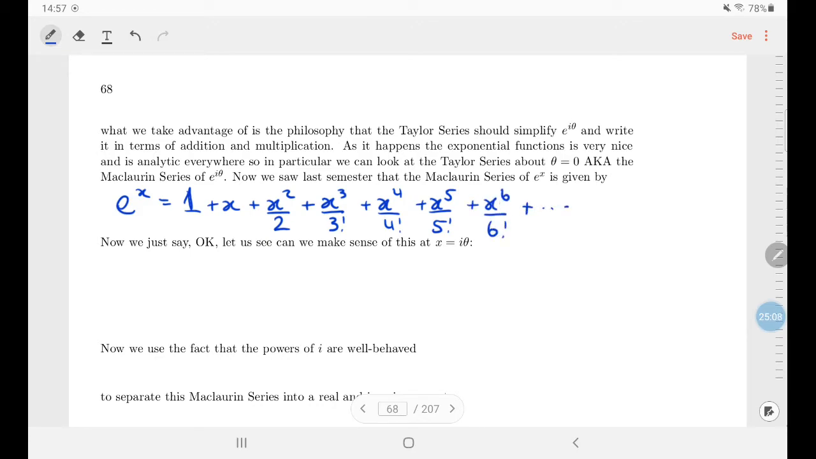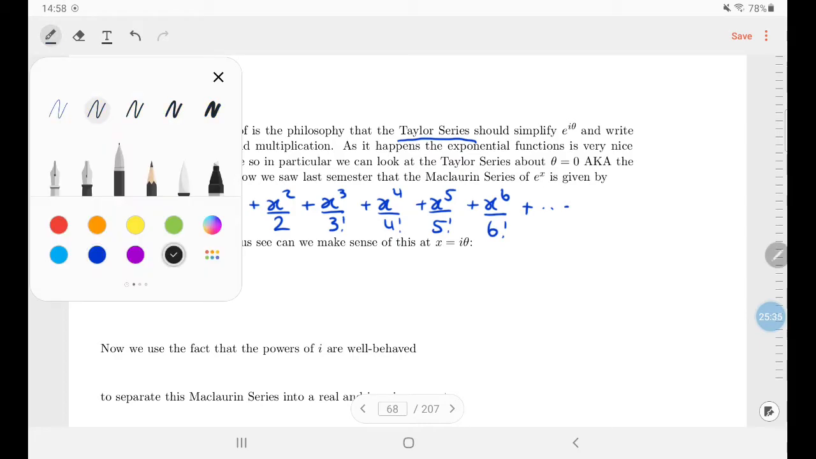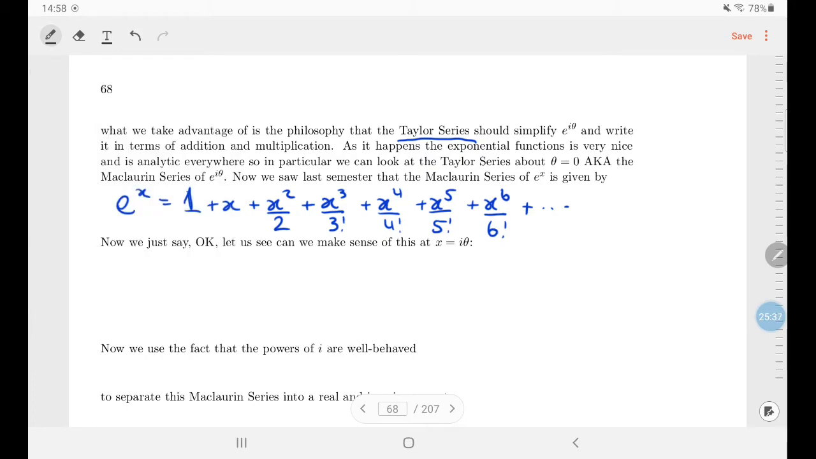Now, how could you possibly come up with this yourself? Not very easily, but we said that the Taylor series was a way of making something complicated easy. Easy means addition and multiplication, but you can't make everything difficult easy. How you pay back is that you have an infinite sum here. So let's see what happens anyway. We'll just bang in i theta and see what happens.